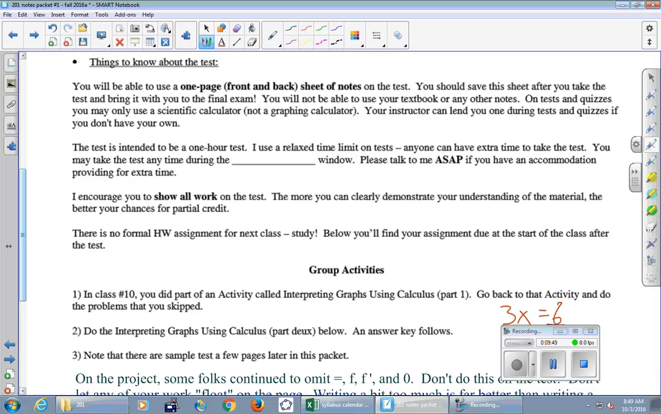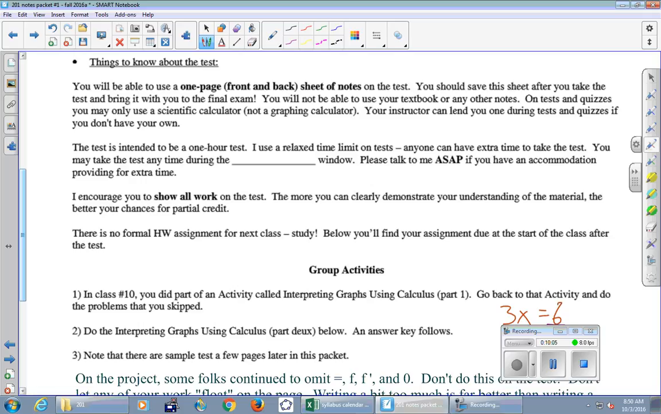And then after the test, you don't need to give that review sheet to me, but I don't think you should throw it in the recycle bin, because you're welcome to bring that with you to the final exam along with your review sheets for the other tests. So hold on to it after the test. You won't be able to use your textbook or any other notes.